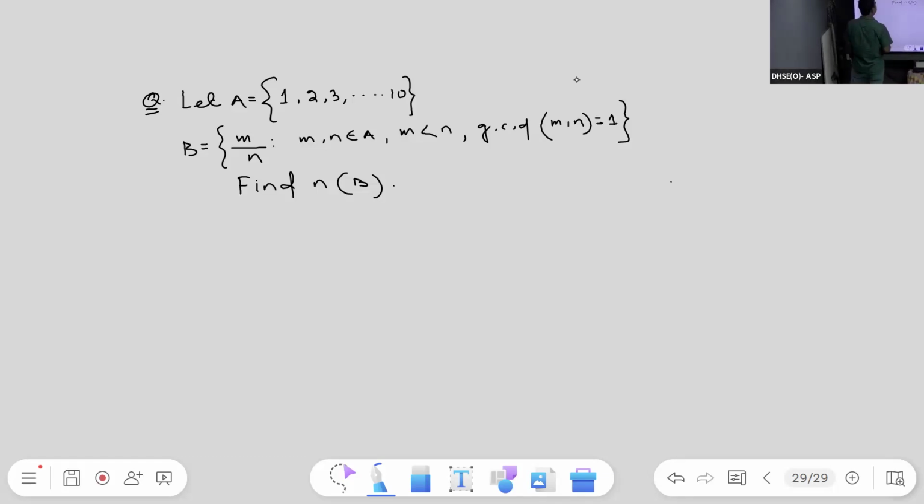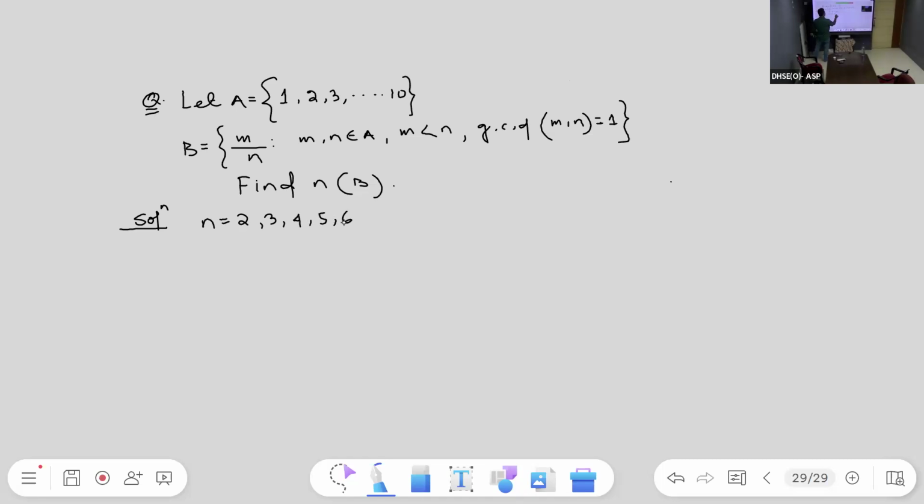Okay, let me explain how the answer is 31. Solution: both m and n are chosen from the set 1, 2, 3 up to 10. So the denominator is greater than the numerator. So what are the possible values for n? Good. N can be 2 or 3 or 4 or 5 or 6 or 7 or 8 or 9 or 10.